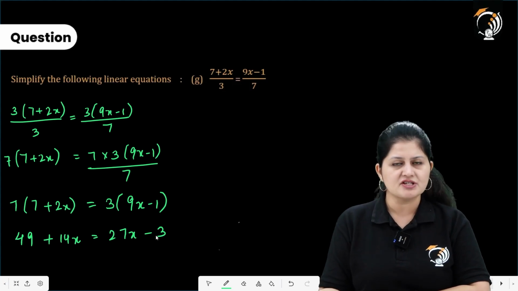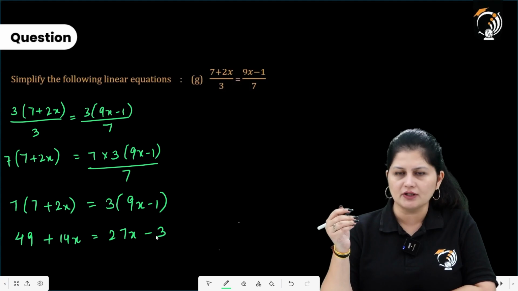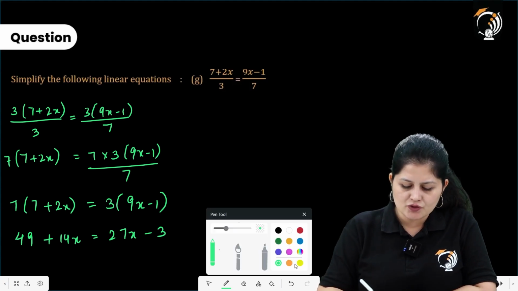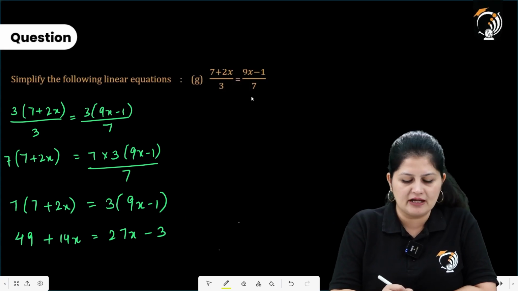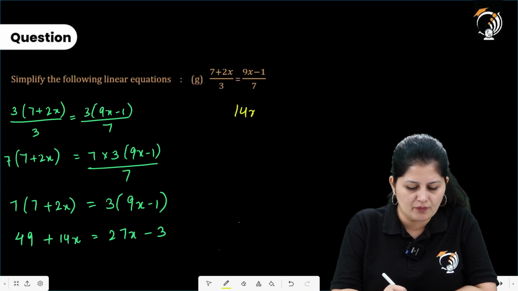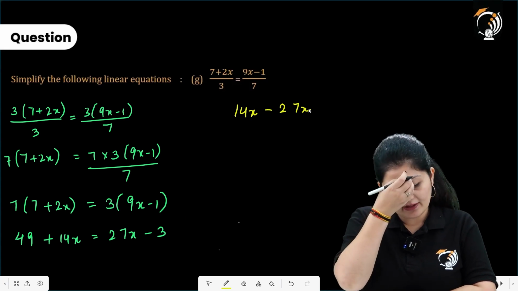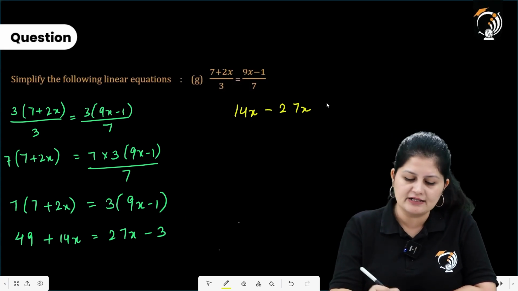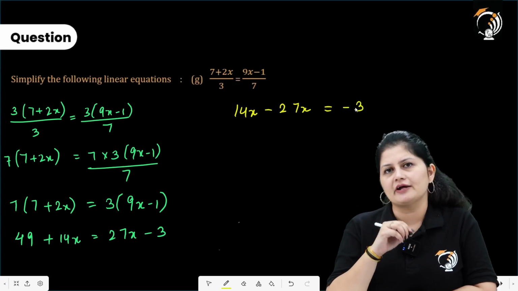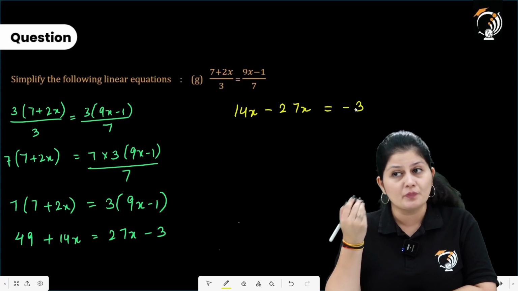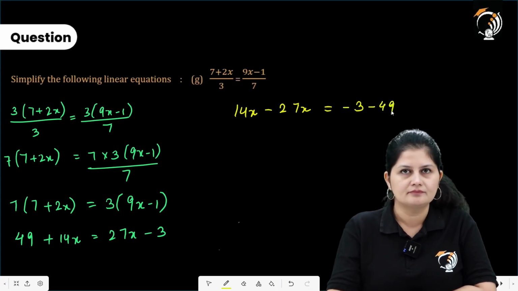So now let's bring all the terms with a variable on one side while all the constants on the other side. In order to solve this question, let's bring all the variables on the left hand side. So this is going to be 14x minus 27x, while the right hand side comprises minus 3, and as it is 49 on the left hand side, when we bring it to the right hand side, it is going to be minus 49.